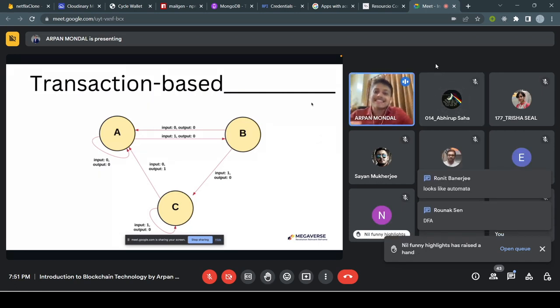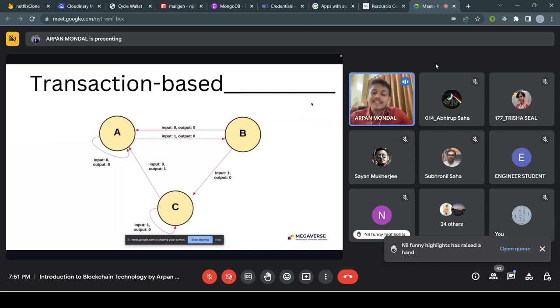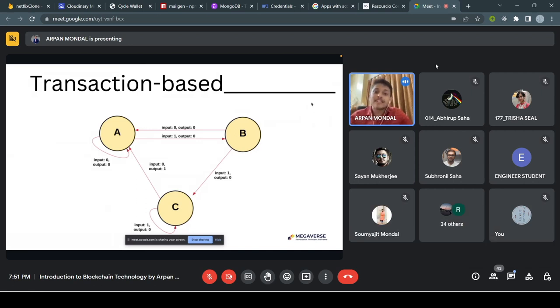So this is a transaction-based state machine. I hope you have studied that. What is a state machine and all in your studies? So this is how blockchain works. The entire blockchain network is based on automata, on the 0-1 technique, as every computer does. So this is a very basic structure.